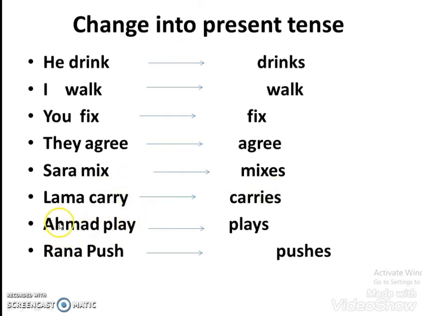Ahmad play. Ahmad also is a singular noun. One person. We say Ahmad plays. Rana push. Rana is a singular noun. One person. Push ends with sh, because the action verb ends with sh. What should I add? I add es. Pushes.